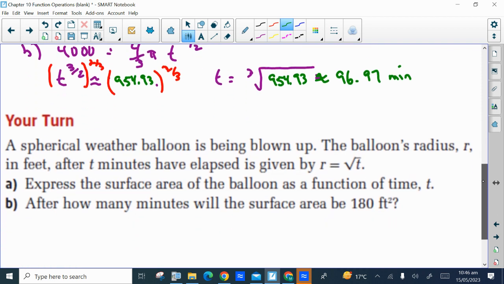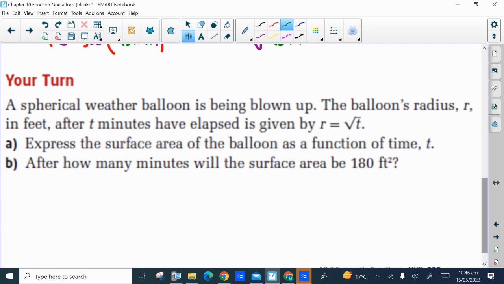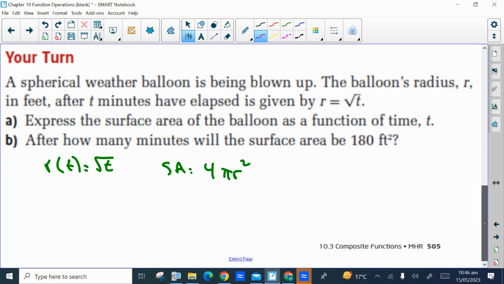This next one, we're still dealing with the same scenario. A spherical weather balloon is blown up. Again, the radius in feet is given by r at t equals the root of t. This one asks us to express the surface area of the balloon as a function of time. So we need the formula for surface area of a sphere, which is 4 pi r squared. And if you needed any of these for a quiz or a test, you'd be given those. You don't need to memorize these.